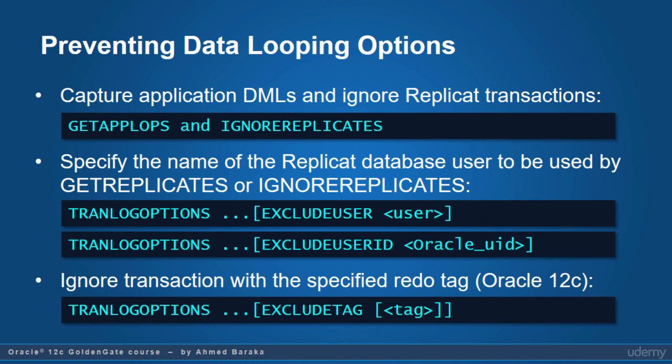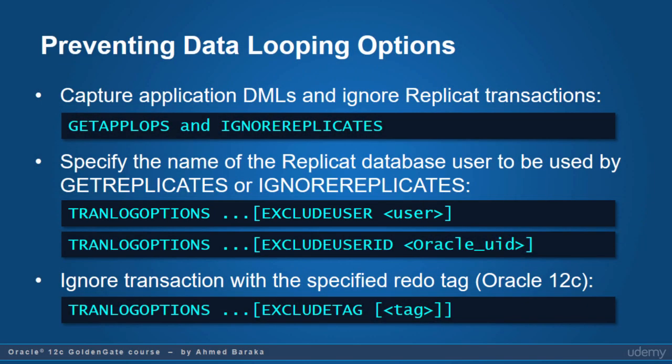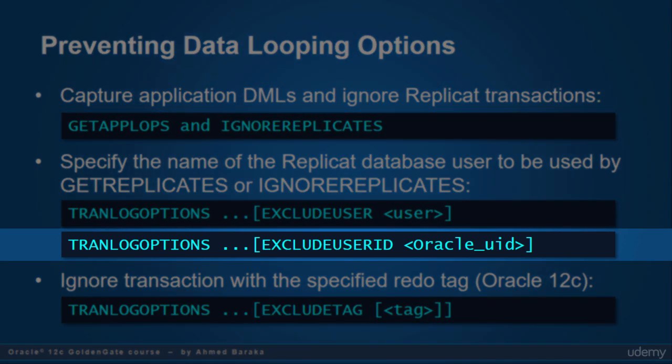But how does the extract process know which transactions were made by the replicate? You identify the transactions made by the replicate using other parameters. You can use the EXCLUDEUSER option of the TRANLOGOPTIONS parameter to specify the database user used by the replicate process. This option tells the extract process to ignore any transactions executed by the specified database username. The same applies with the EXCLUDEUSERID option.